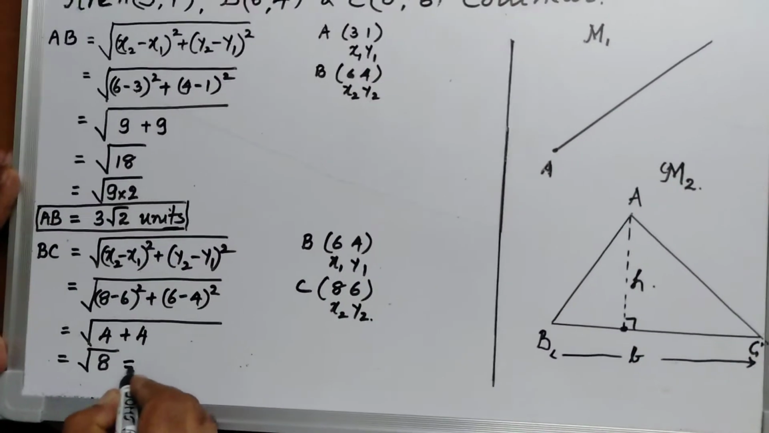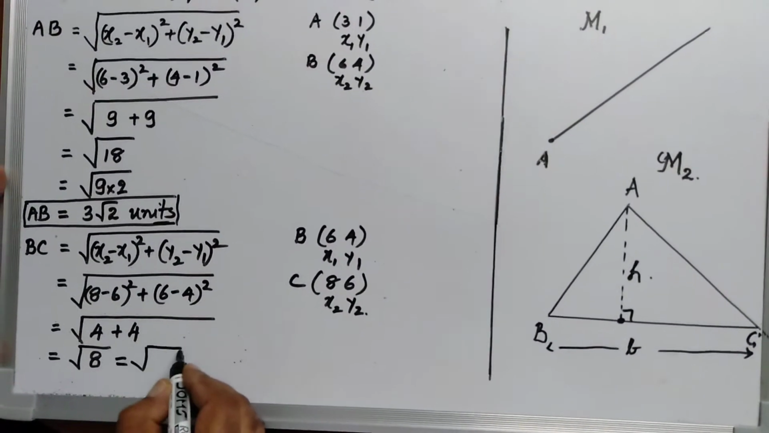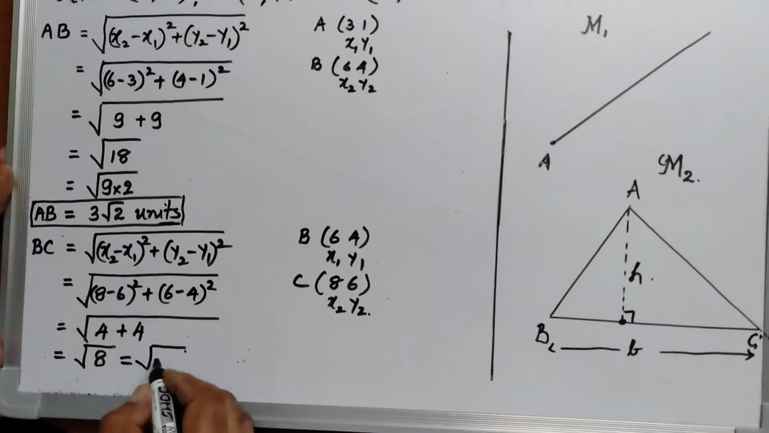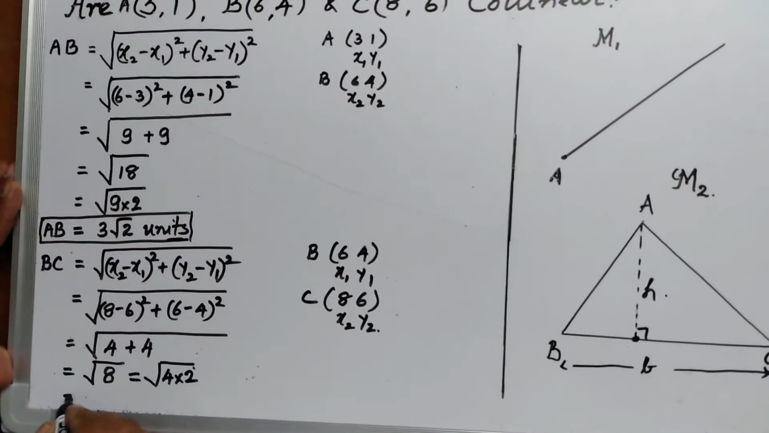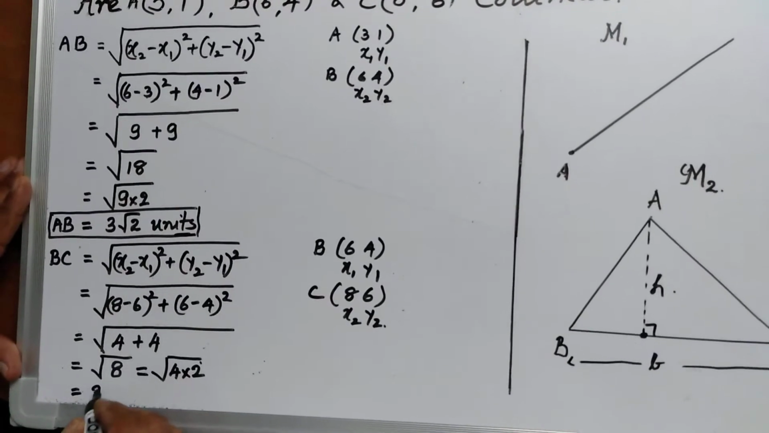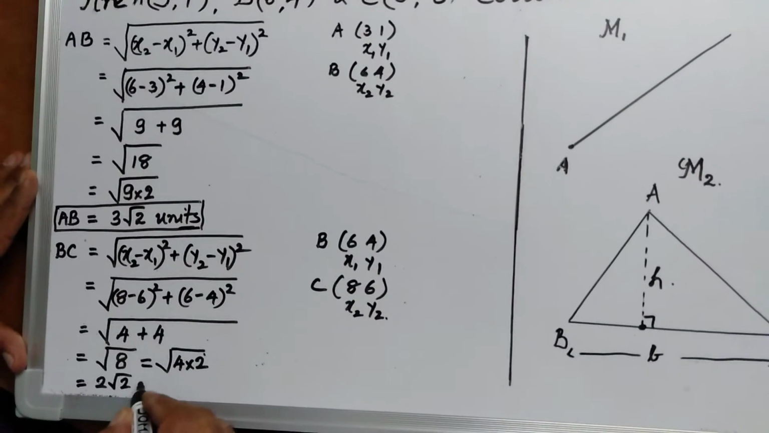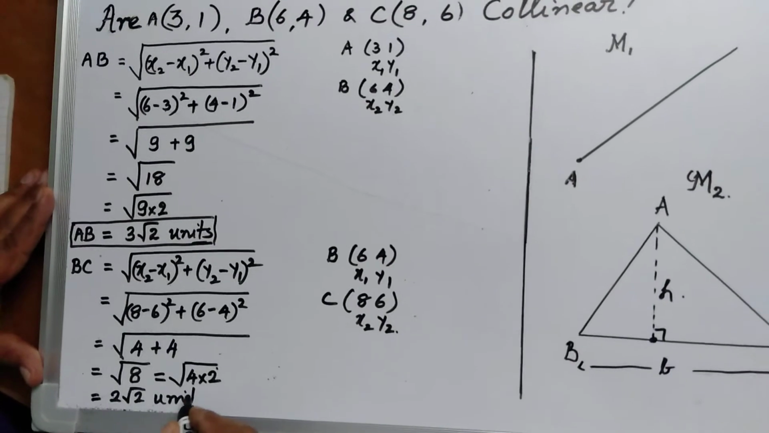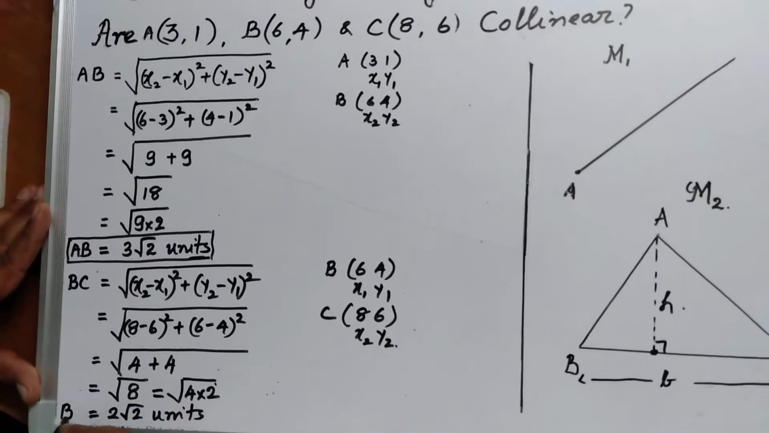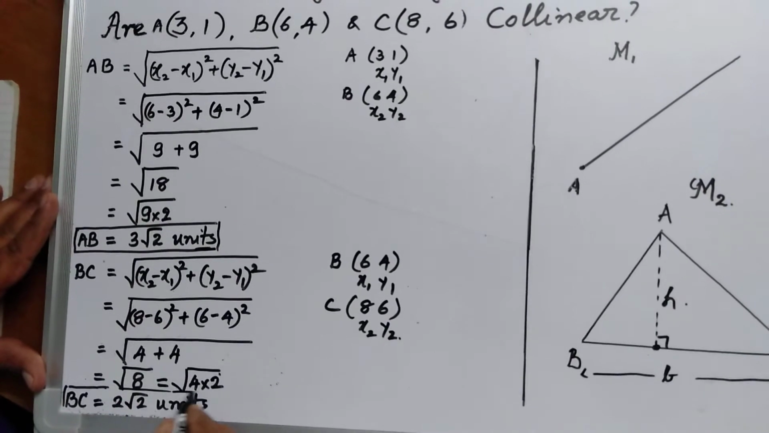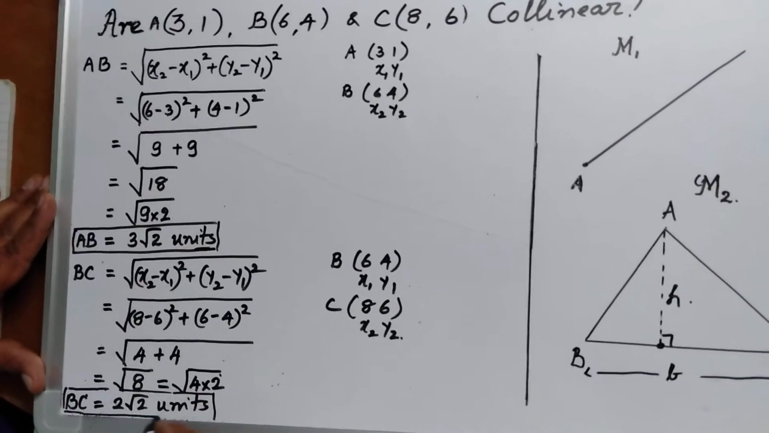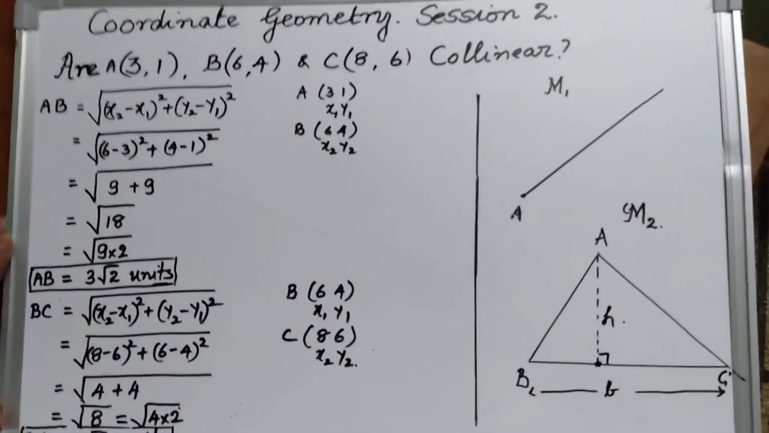And the radicand 8 can be split as 4 into 2. That gives me root of 4 is 2, so 2 root 2 units. So I have the value for the distance BC. BC is 2 root 2 units.